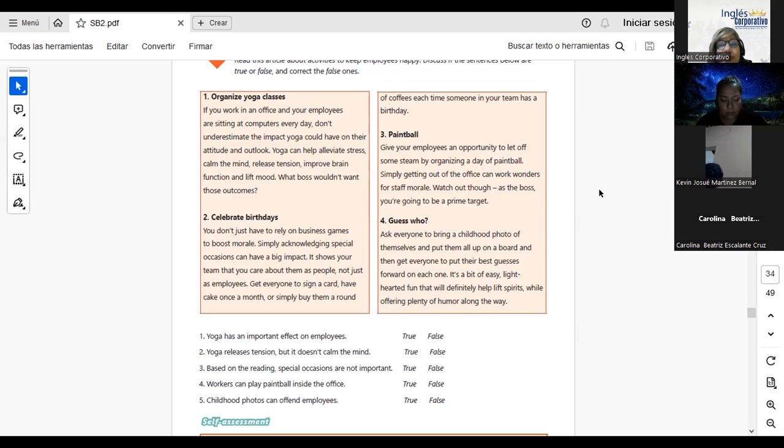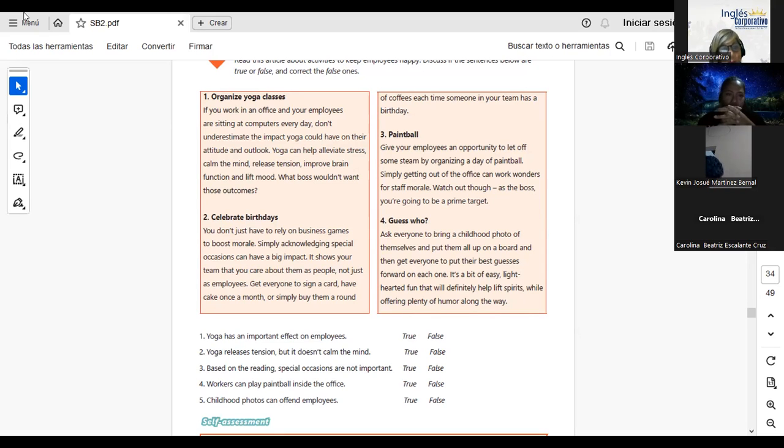Okay, everybody, give me the answers. But if the answer is false, tell me the correct information. Okay, number one, yoga has an important effect on employees. Is it true or false? True. Yes, it's true.